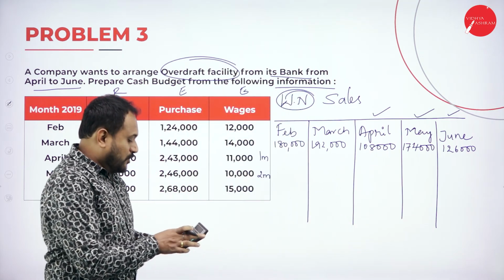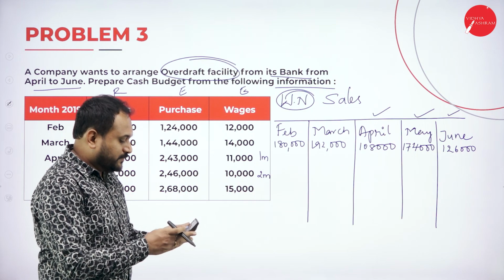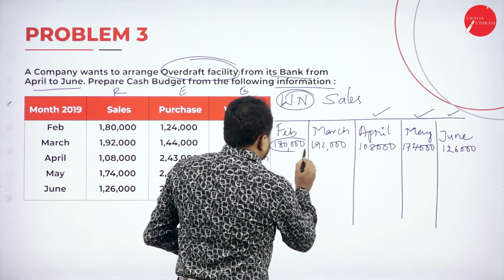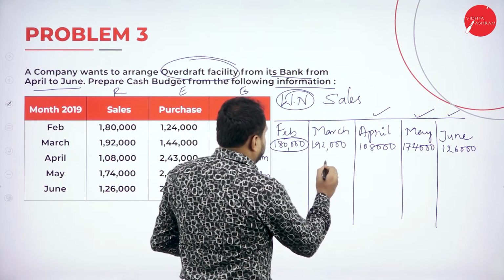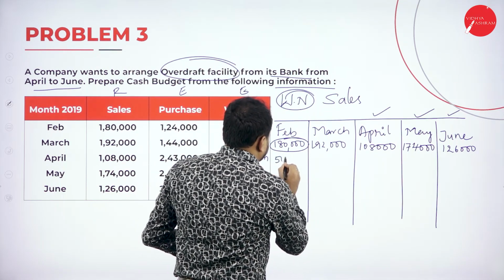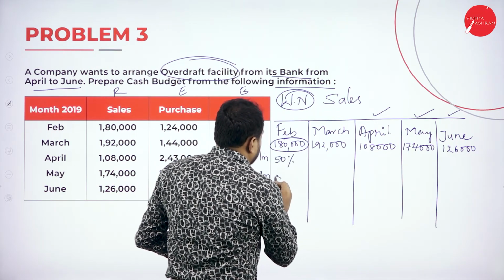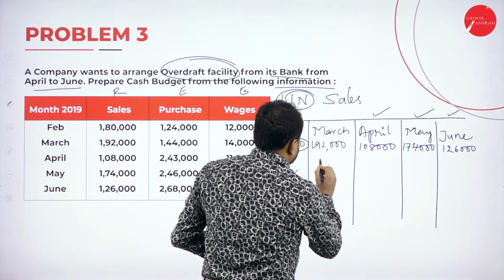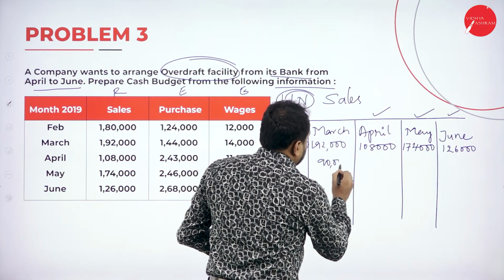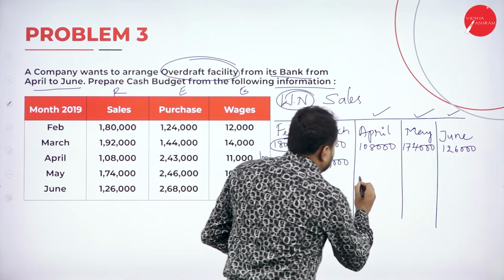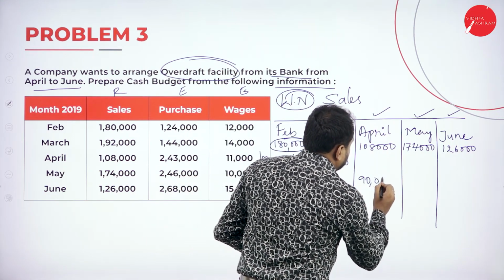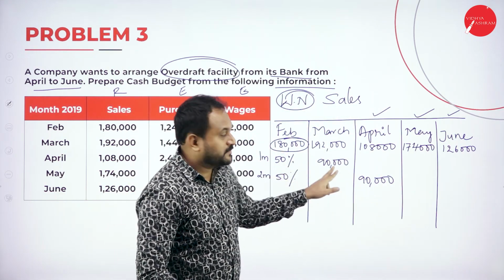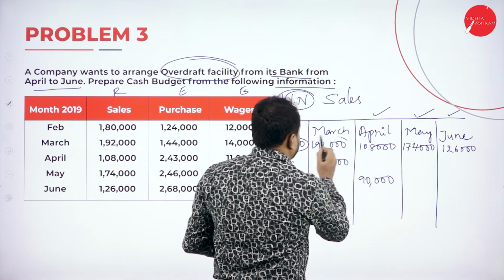Let's go with this. 1,80,000 divided by 2, that is 90,000. So this 1,80,000 I'll recover where? That is 50% of it, right? So 50% here and 50% here. That means here, in the first month, I'll get 90,000. In the second month I'll get here 90,000. So what has happened? 1,80,000 I have recovered.